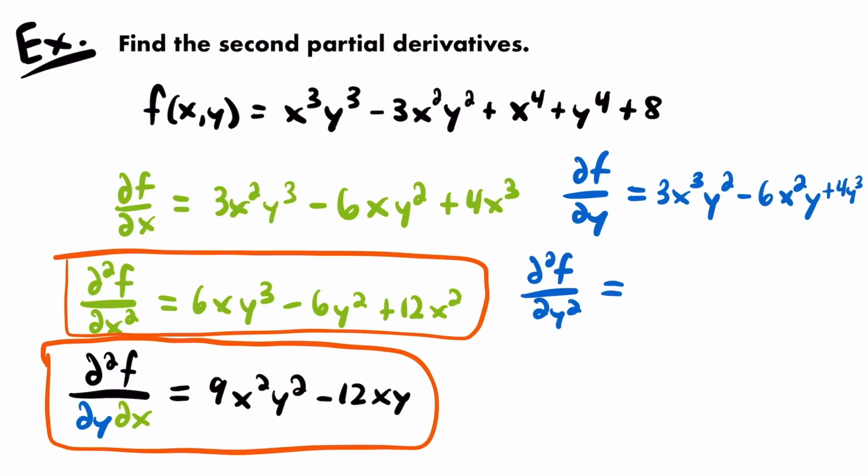So looking at this first term, 3x cubed is a constant. It's the coefficient of y squared. So don't change anything here. Just take the derivative of y squared using the power rule. So we get 6x cubed times y. And then for the second term, again, we're treating x as a constant, so negative 6x squared is a constant, and differentiate y to the first power, whose derivative would just be its coefficient.